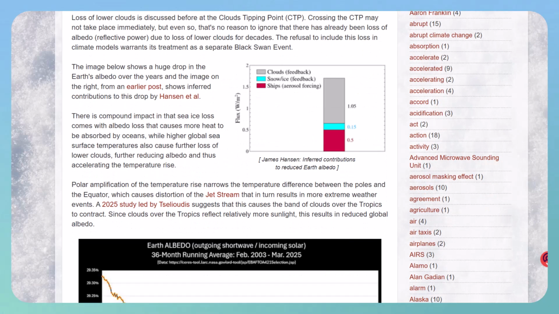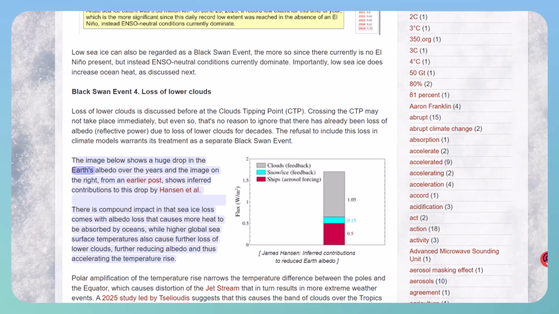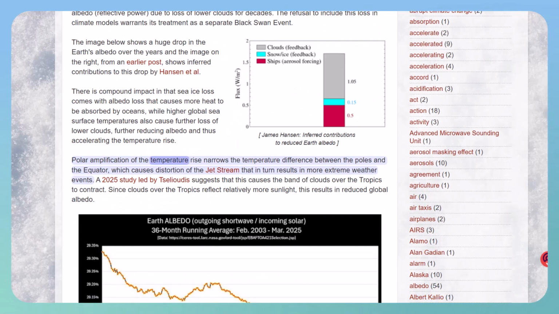James Hansen: inferred contributions to reduced Earth albedo. The image below shows a huge drop in the Earth's albedo over the years, and the image on the right, from an earlier post, shows inferred contributions to this drop by Hansen et al. There is compound impact in that sea ice loss comes with albedo loss that causes more heat to be absorbed by oceans, while higher global sea surface temperatures also cause further loss of lower clouds, further reducing albedo and thus accelerating the temperature rise. Polar amplification of the temperature rise narrows the temperature difference between the poles and the equator, which causes distortion of the jet stream that in turn results in more extreme weather events.